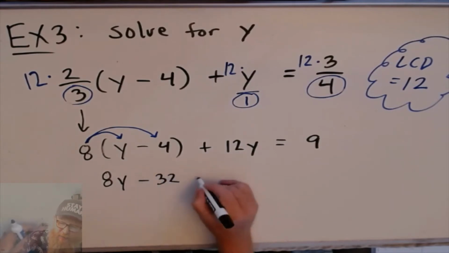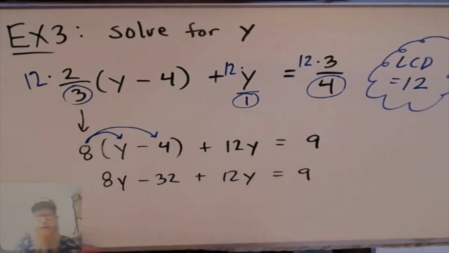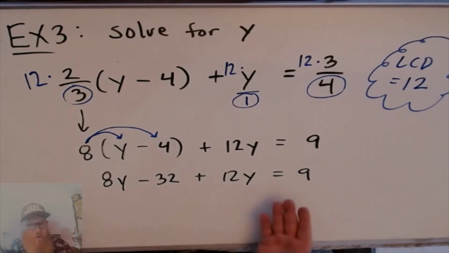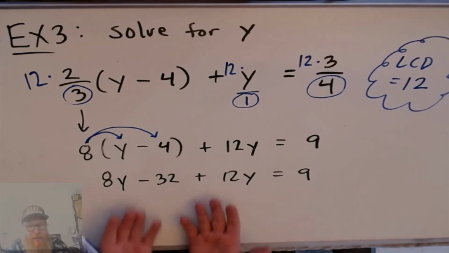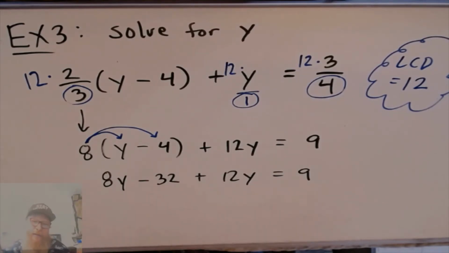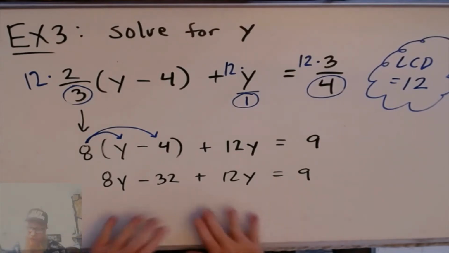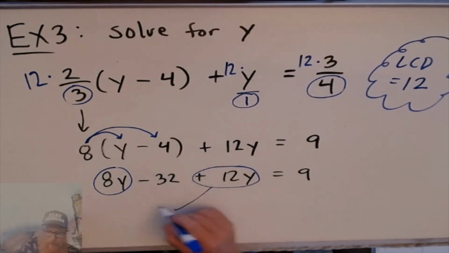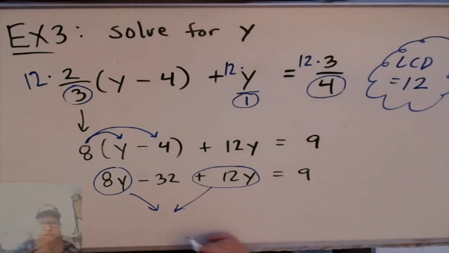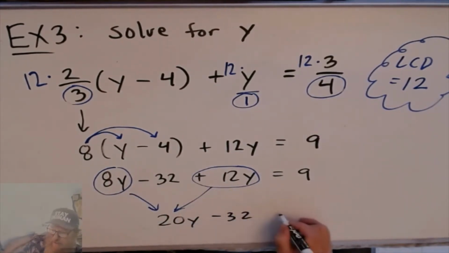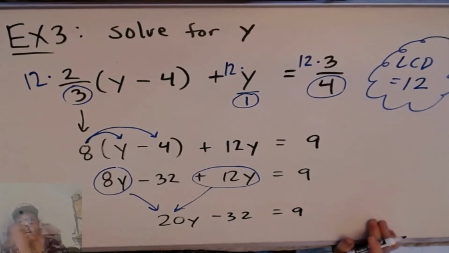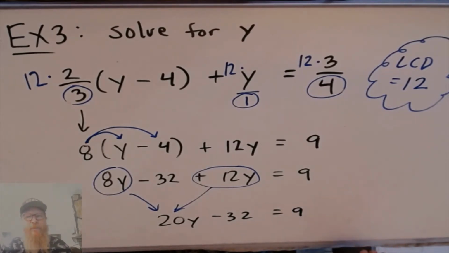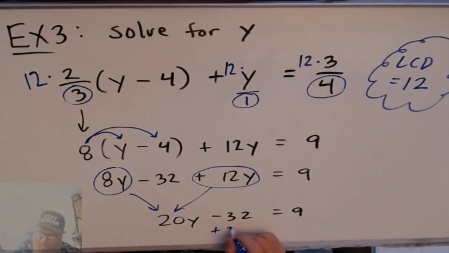8y minus 32 plus 12y is equal to 9. I don't have a very difficult decision to make because all of my y's are on the same side, right? So it's like, life gives you lemons, so everything is already here. So I've got 8y and 12y. I'm going to combine those together. That's going to be 20y, and then minus 32 equals 9. Okay. I'm trying to get my y all by itself, so I'm going to add 32 to both sides.